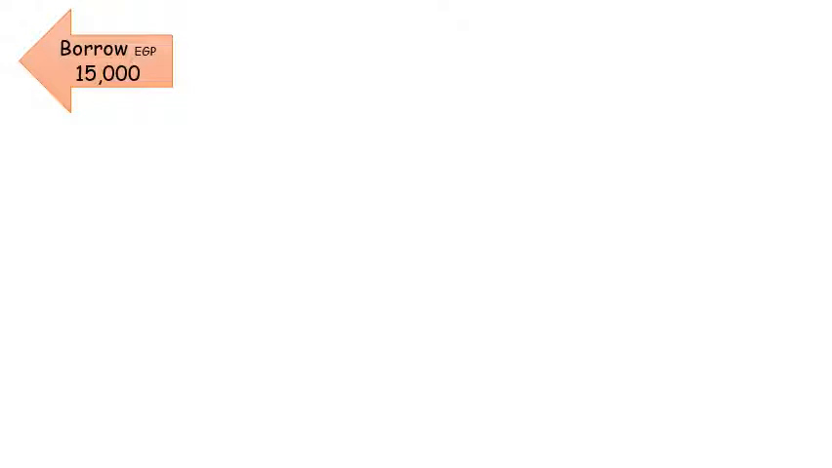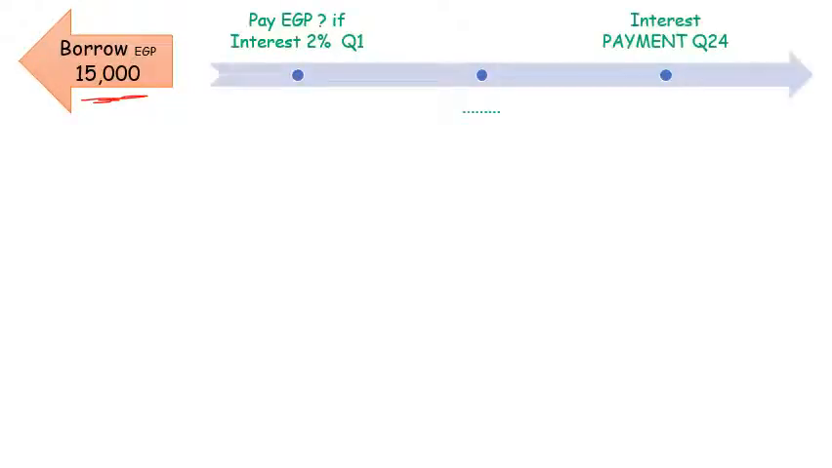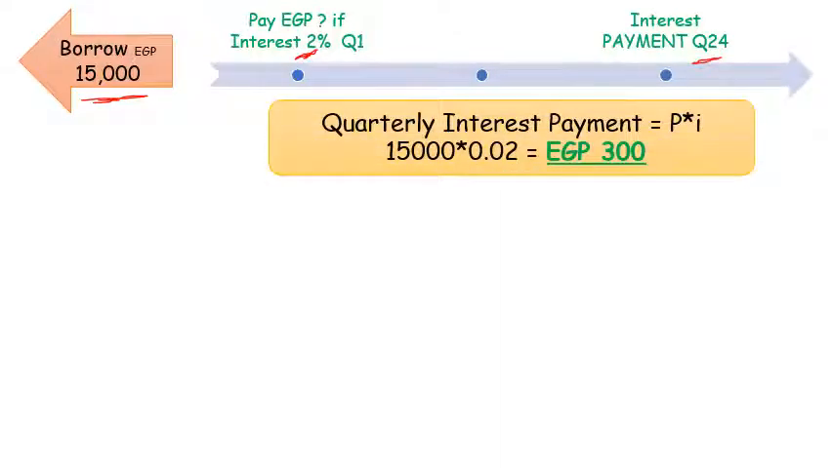So if we borrow 15,000 Egyptian pounds and we will repay quarterly interest payments calculated as 2% of the principal over the next 24 quarters. So the quarterly interest payment will be principal times the quarterly interest rate. Principal of 15,000 times quarterly interest rate of 2%, we have 300 Egyptian pounds as the interest.